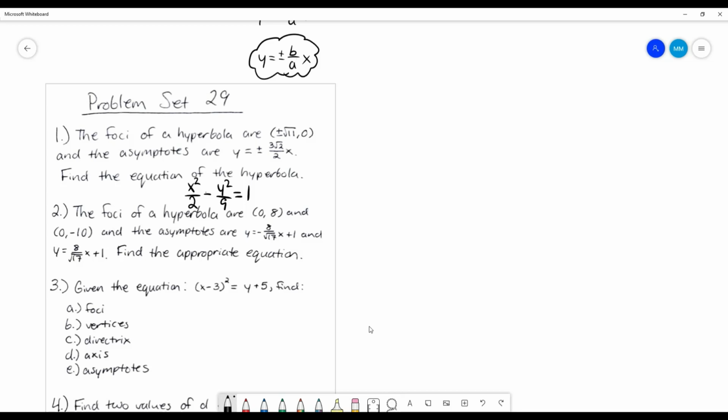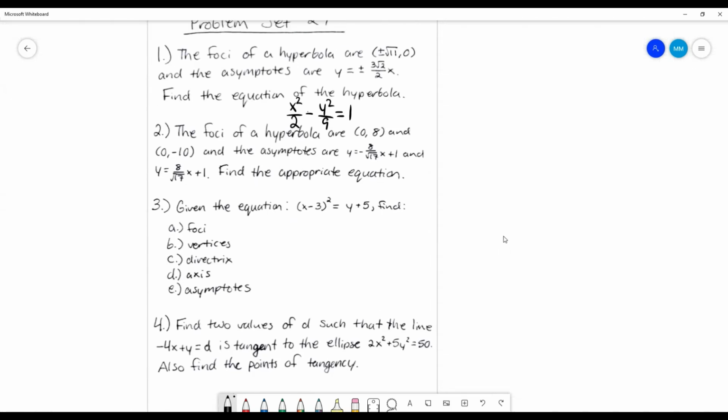Okay. Number 2 is a similar question, except this time it doesn't look like it's centered at the origin. So it says the foci of a hyperbola are 0, 8 and 0, negative 10. In this case, our foci are along our y-axis, and our center is going to be right in here, right? Because it's always going to be right between them, and our hyperbola is going to look something like this instead of the other one, which was horizontal, right?